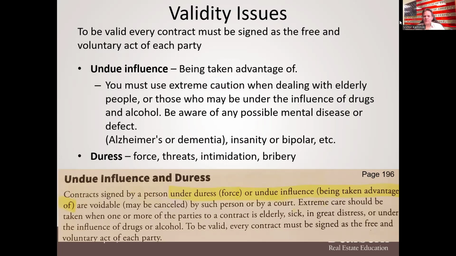And you could have young people that have forms of dementia or other mental disease, especially these days. Mental health is extremely lacking, or so it would seem if you look at the news on any given day. People don't even know what sex they are anymore. All right. So under duress means force, and undue influence means that they're being taken advantage of.